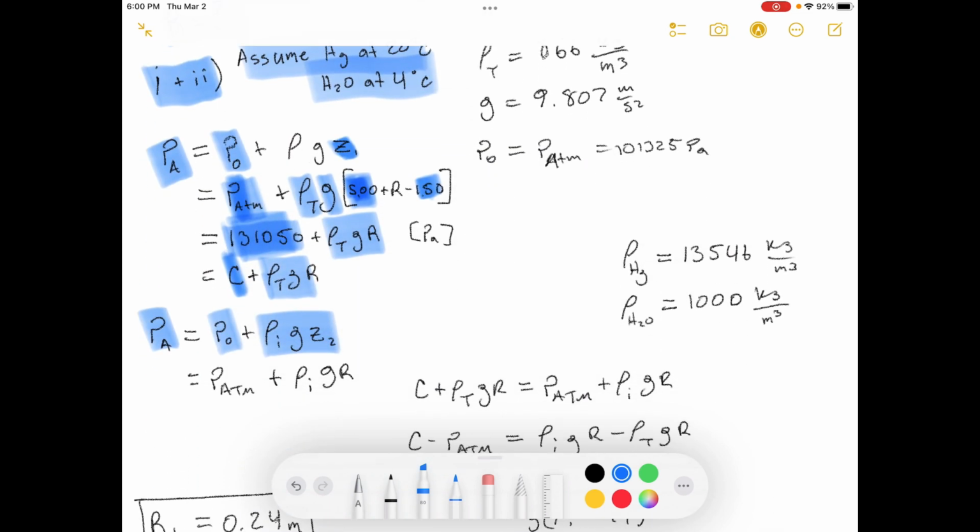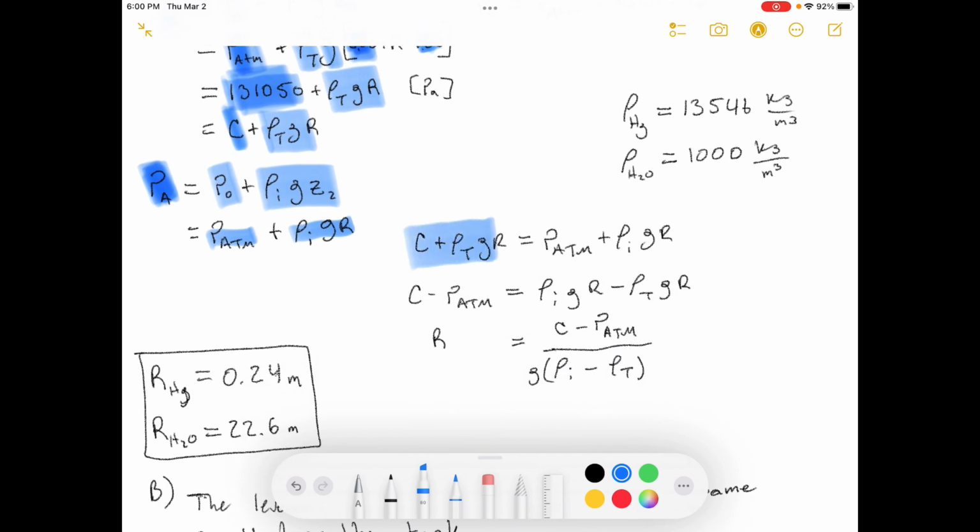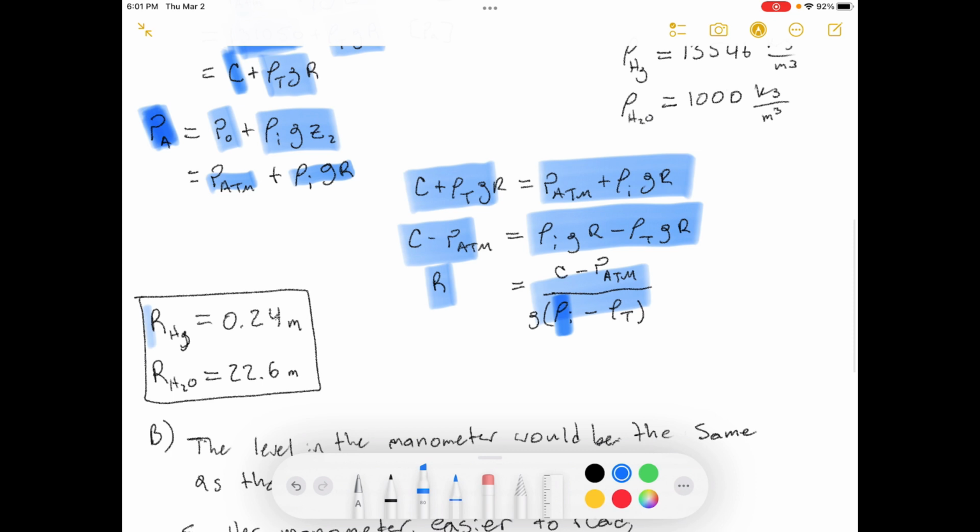Okay, so atmosphere times the manometer fluid head, and we can set these two pressures, PA, equal to each other and solve for R. So that's precisely what we do over here. We set them equal to each other and we solve for R, which equals this. And we have everything in generic terms, so now we can just substitute in what our density is for mercury versus our density for water. Okay, and this is what we solve for what R is for water and mercury.